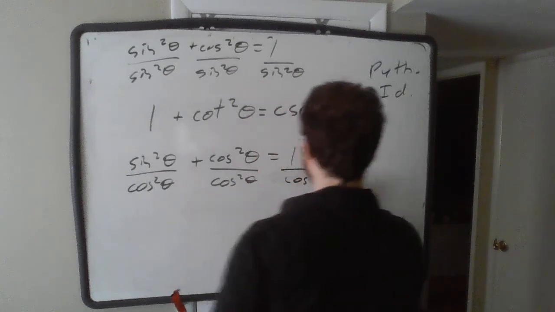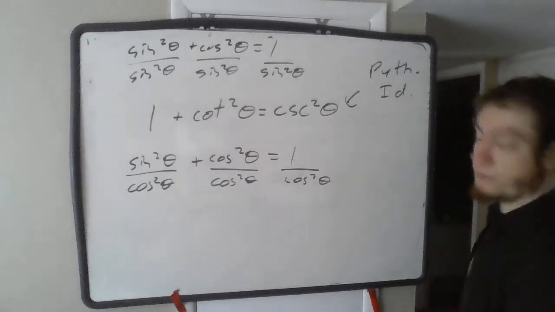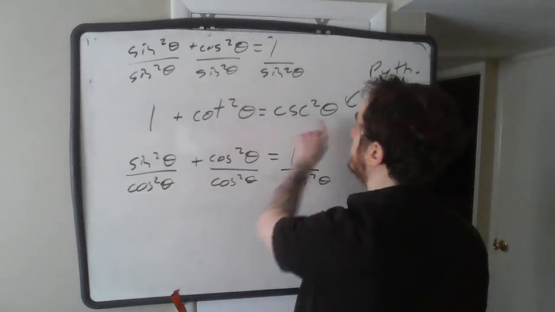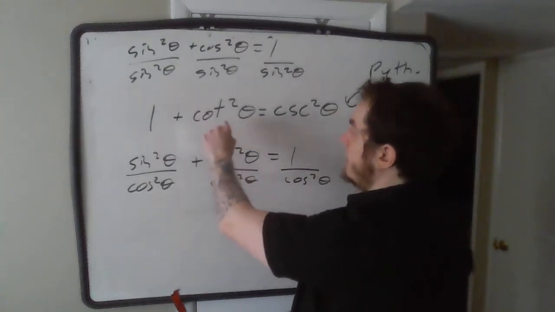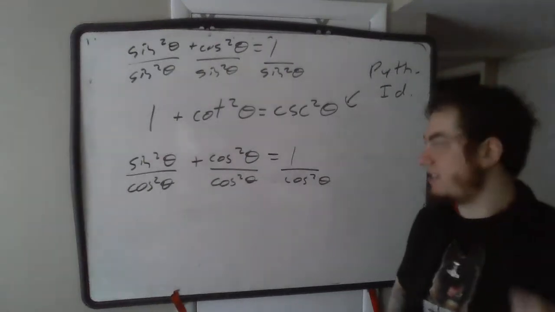Assuming that I can actually write what I'm trying to write here. Okay, were you able to figure it out? If you did it correctly, you would get something that looks almost identical to this expression here, except instead of cotangent and cosecant, it would involve tangent and secant.